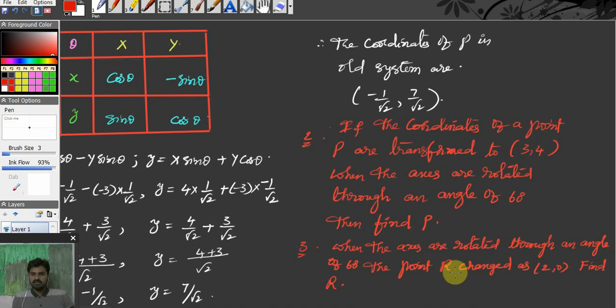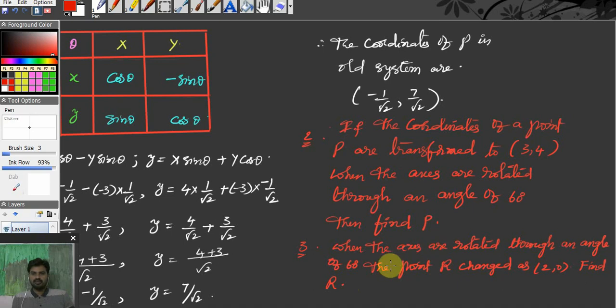The point R changed as 2, 0. That means the point is already changed, and a changed point belongs to the new system. So the coordinates of a point in the new system will be given. Now find R. When the new system point is given, you can find the old system point. Both are the same model problem. Have a look at this problem.